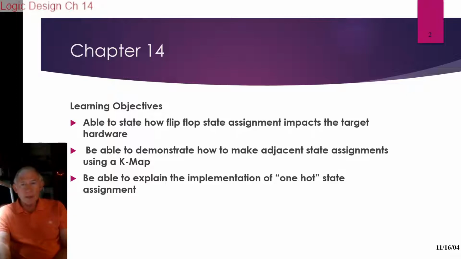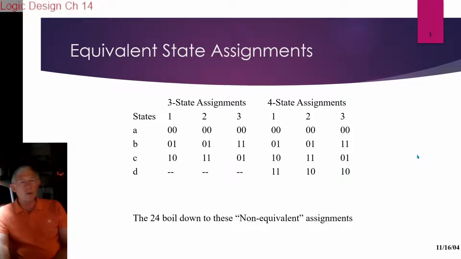All right. And then finally, explain how one might use one hot state assignment. So the first thing I want to do is talk about a situation that might come up where you can actually look at all possible non-equivalent assignments. Now, this applies to a situation with 3 or 4 states. If you have a problem with 3 states, or 4 states, there are 3 ways you can assign the states that allows you to investigate all possible non-equivalent assignments.